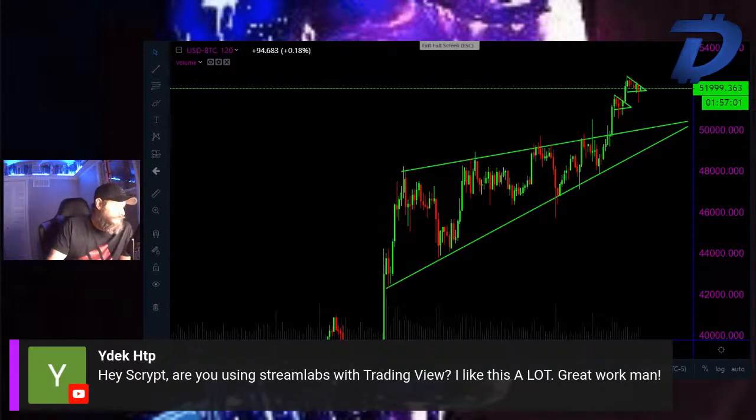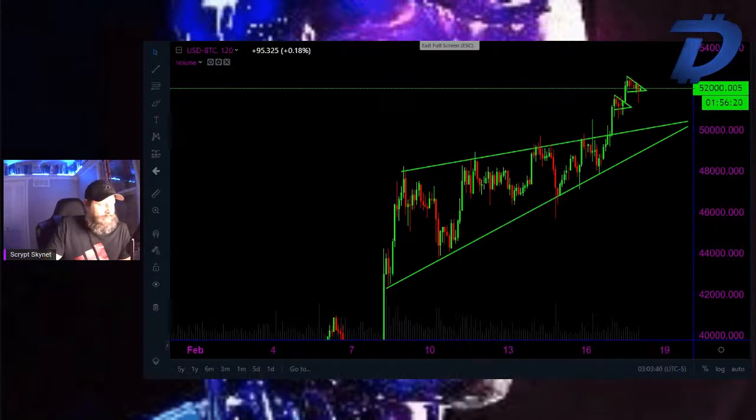Hey, Script, are you using Streamlabs with TradingView? I'm not using TradingView. This is Bittrex. It's just like a normal Bittrex account. Way better than Coinbase Pro, man. At least you can basically chart patterns. I just haven't figured out how to save the background and the colors when I change them, so I can easily read it. It's easier on the eyes when I have the cool colors on. I like this a lot. Great work, man. Awesome. I'm glad you're getting something out of it.